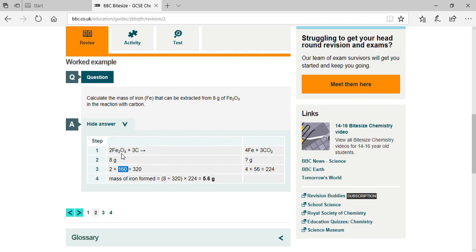48 will be this one, and 56 or 57 times 2, and then you will get 160. Then the whole thing will be multiplied by 2 to get the actual mass of your reactant. So then you will get 320. So the fundamental thing is that when there is 320 gram of Fe2O3, then you are receiving 4 times 56, that is 224 gram of iron.